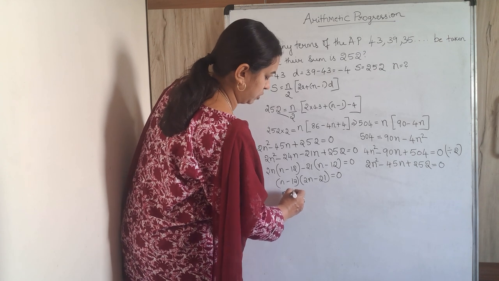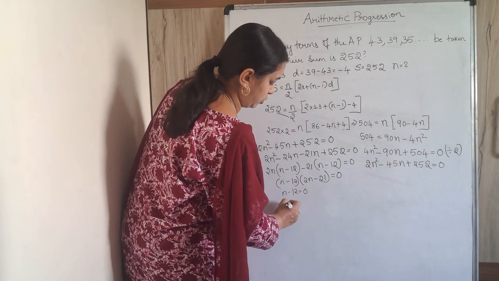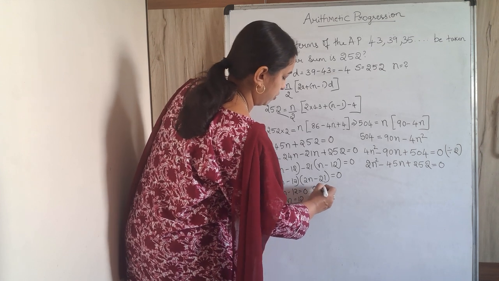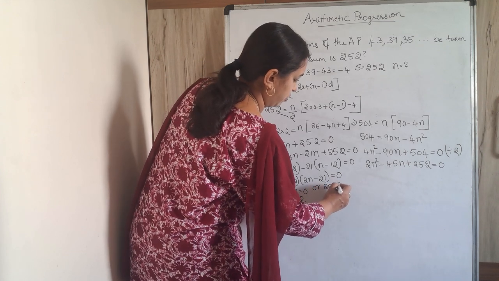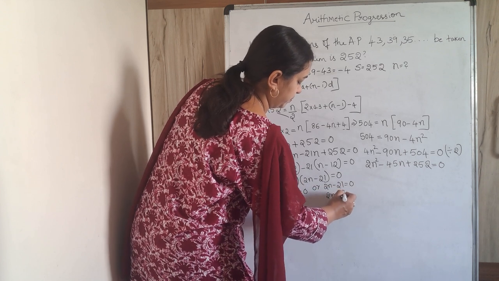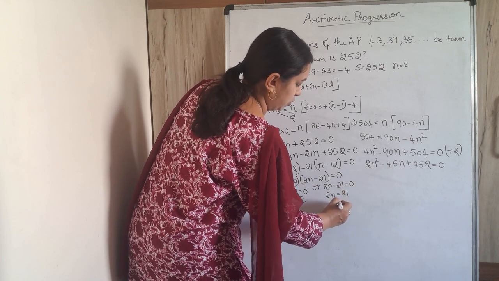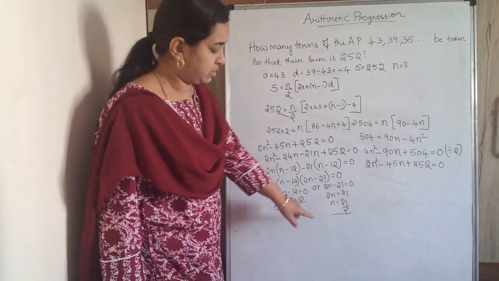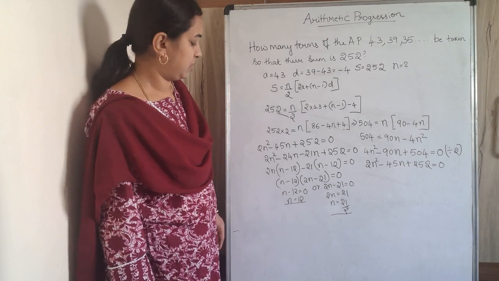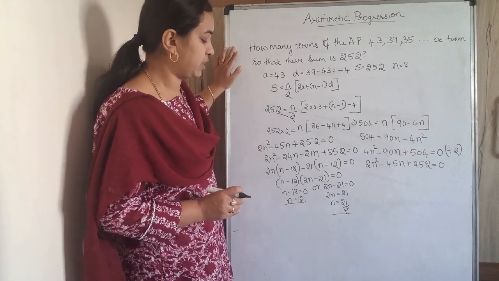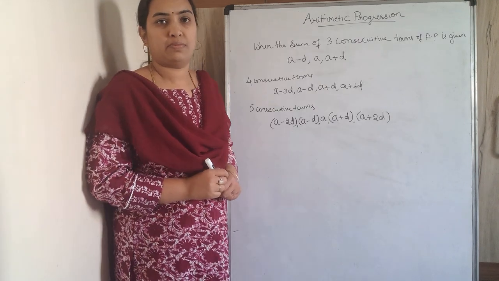So N minus 12 equals 0. So N equals 12, or 2N minus 21 is equal to 0. So N is equal to 21 by 2. Since this is a fraction, we'll ignore this and we'll write down the answer as the number of required terms is 12.